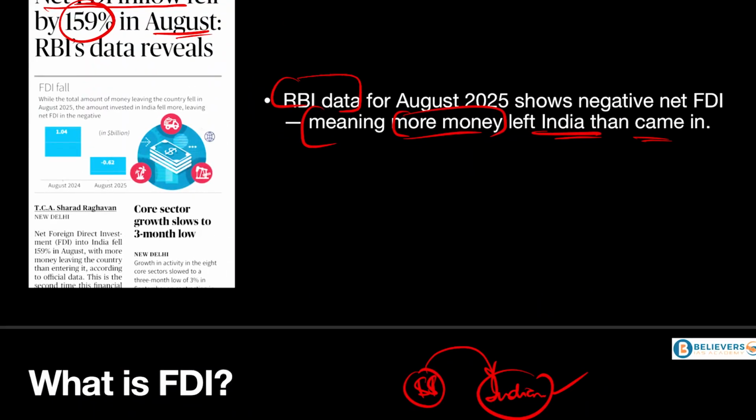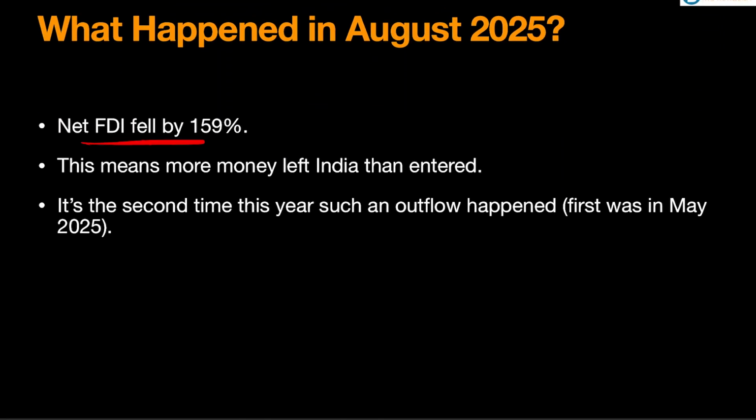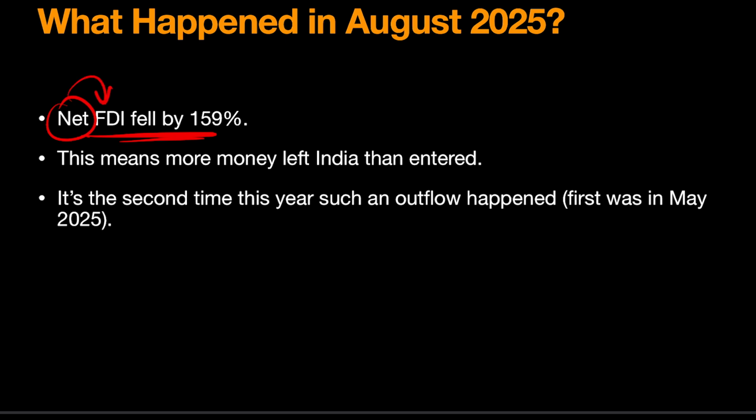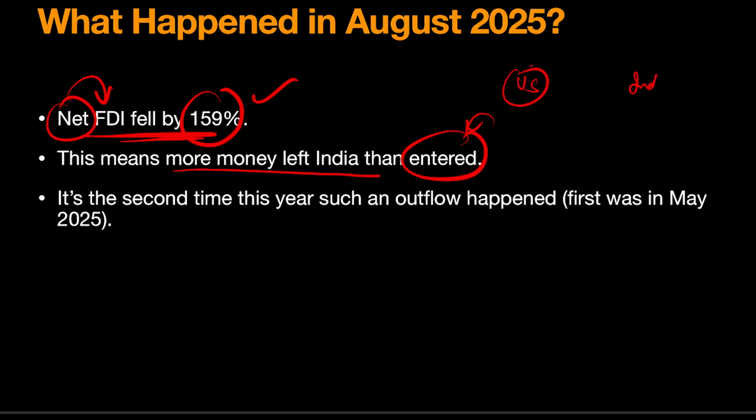The data of RBI states that August 2025 witnessed a negative net FDI. The net foreign direct investment fell by 159%, meaning more money left India than what actually came in. If this is India and this is the US, in place of $1 that came to India, let's say $3 went out. This is the simple depiction of what happened, for which the rate fell by 159%.